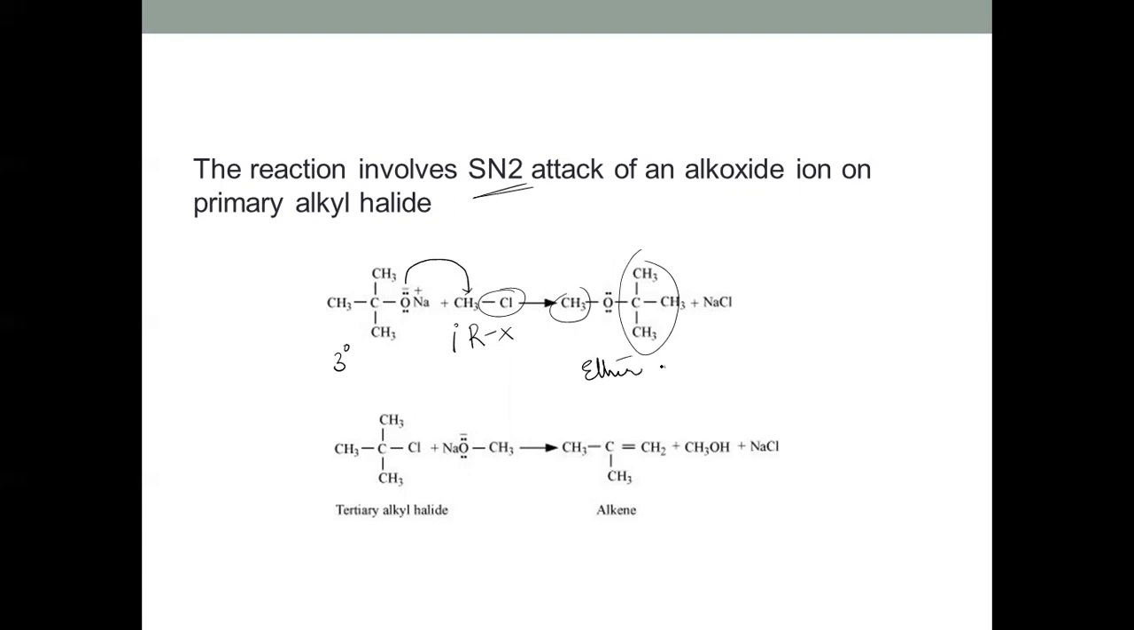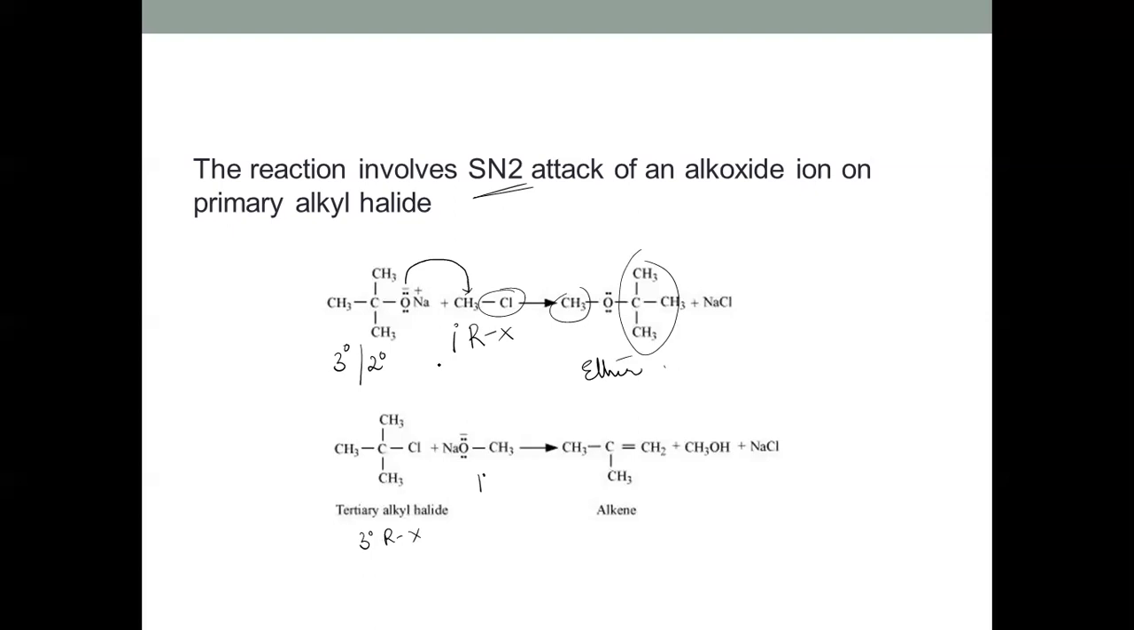So the alkyl halide used should be a primary one, and the alkoxide ion can be secondary or tertiary or primary also if needed, depending upon the ether we want to prepare. Suppose we are taking a tertiary alkyl halide and a primary alkoxide. What is happening? An alkene is formed and not the expected ether; no traces of ether are formed here.